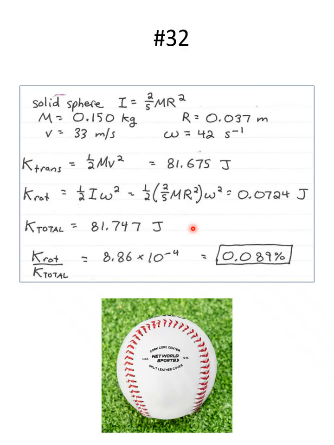The question asks what fraction of its total kinetic energy is rotational. So let's set up a ratio here. The kinetic energy rotational over kinetic energy total. So we divide these two numbers. It's going to be very small, 8.86 times 10 to the negative 4. And if we want to give that as a percent, that's 0.089%.